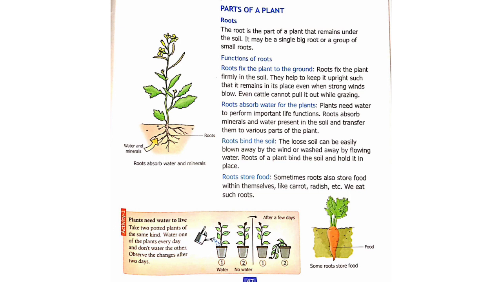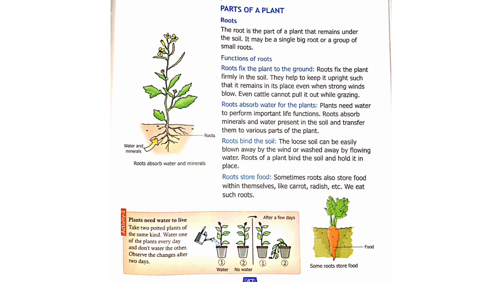Now children, we'll be revising the functions of roots once again. The basic and the primary function of the root is that it fixes the plant firmly in the soil. Roots help to keep it upright, straight in the ground. Any plant remains straight just because of the firm fixing of the roots in the soil. Otherwise, they may lie down.